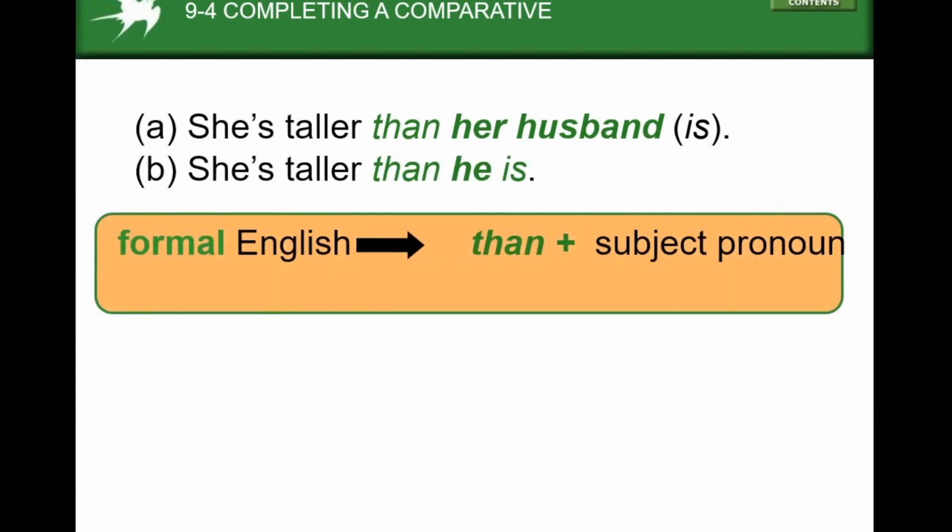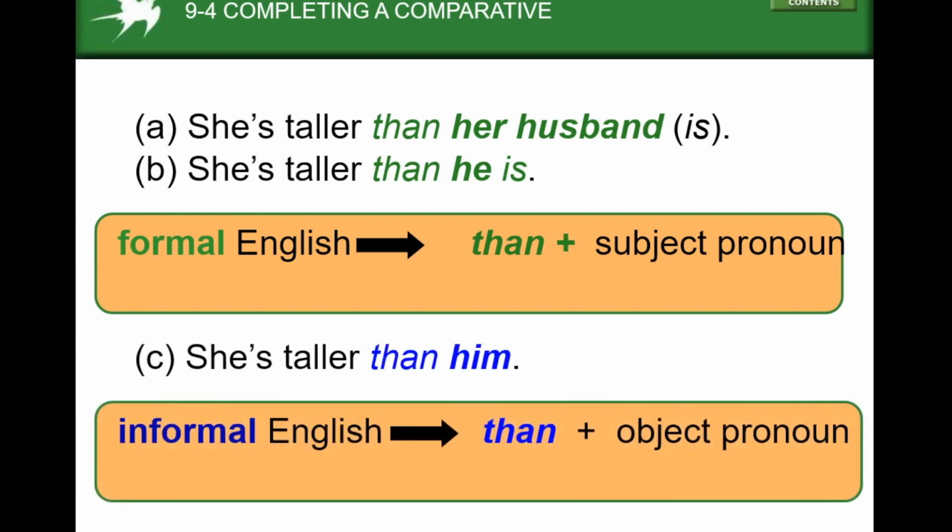This also applies when we change my brother into a subject pronoun, he. So it becomes she's taller than he is. Besides, in everyday, informal spoken English, an object pronoun often follows than. For example, she's taller than him.